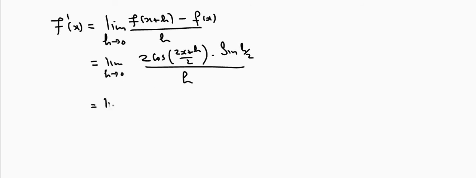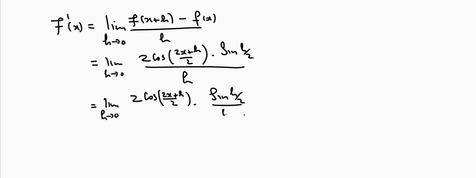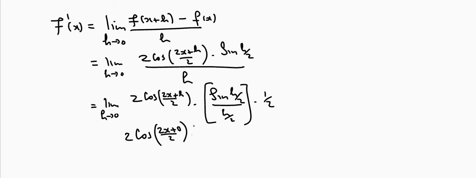We rewrite it as limit h tends to 0. First term is 2 cos of (2x plus h) by 2 into sin h by 2 divided by h. We are going to multiply and divide by 1 by 2. If we apply the limit sin theta by theta as theta tends to 0 is 1, then with h tending to 0 we have 2 cos of (2x plus 0) by 2 into 1 into 1 by 2, and the 2s get cancelled. Answer is cos x. So the derivative of sin x is cos x.